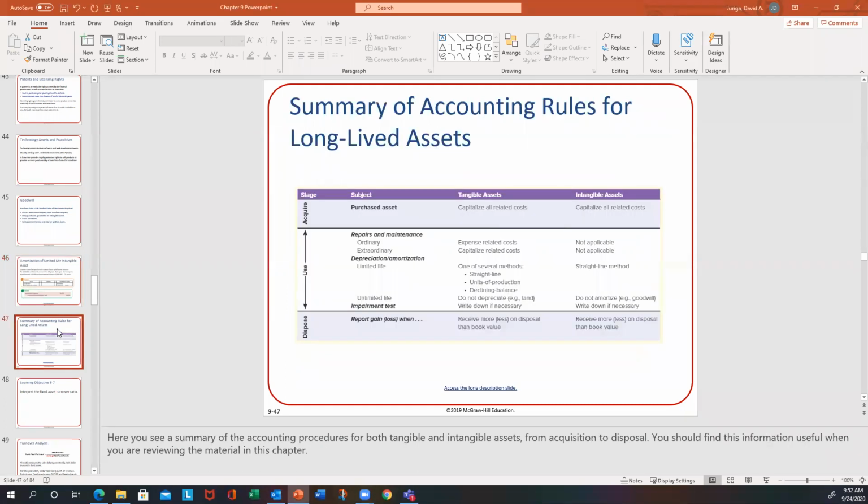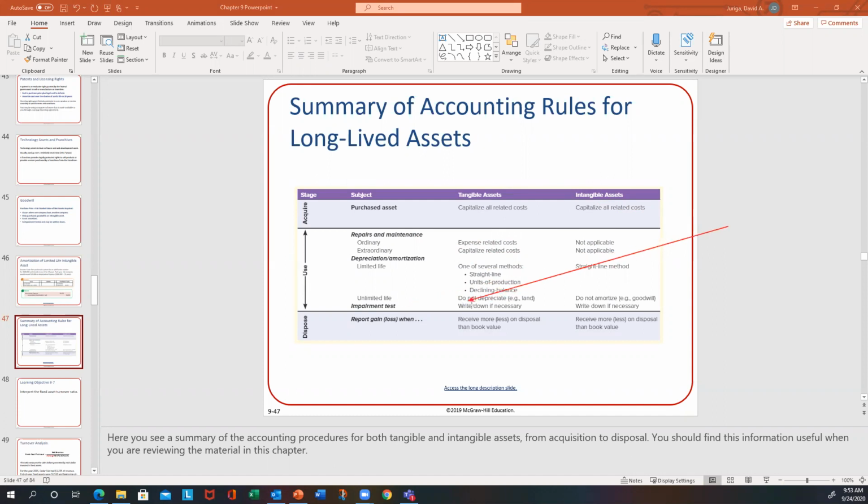All right, and again, here's just a summary of the accounting treatment. You can kind of go back and review this. Typically, you've got your tangible versus intangible, and you can compare them. You have repair and maintenance. Notice that's not applicable to intangibles because those aren't physical. But for the depreciation treatment, you could have several methods for tangible; for intangible, typically you go with the straight line method. And then you've got unlimited life type of issues. That's with land, obviously, for the tangible assets.